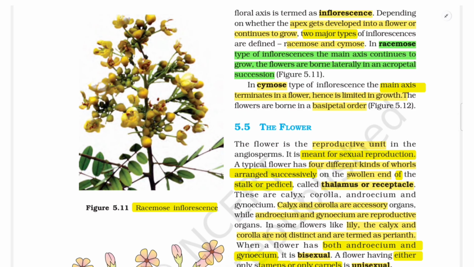Depending on whether the apex gets developed into a flower or continues to grow, two major types of inflorescence are defined: racemose and cymose. In racemose type of inflorescence, the main axis continues to grow. The flowers are borne laterally in an acropetal succession, figure 5.11. In cymose type of inflorescence, the main axis terminates in a flower, hence is limited in growth. The flowers are borne in a basipetal order, figure 5.12.